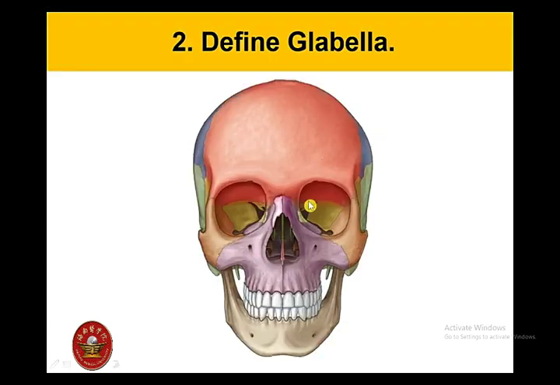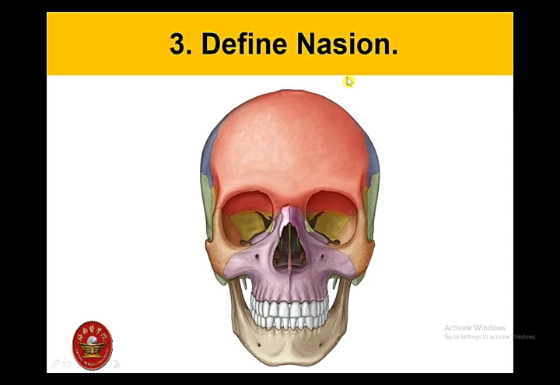We are going to the next question, that is define glabella. If you look at the frontal view of the skull, the depression between the two superciliary arches here in the middle, this depression is known as the glabella. Next question. Frontal bone and the two nasal bones are joining together, this intersection here known as nasion.